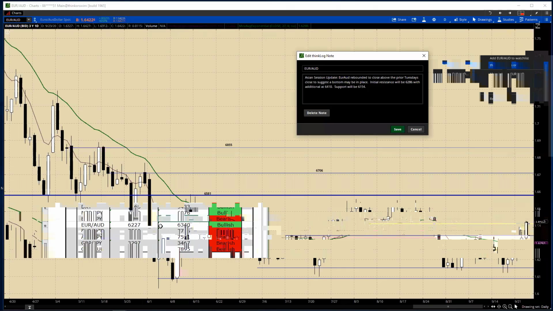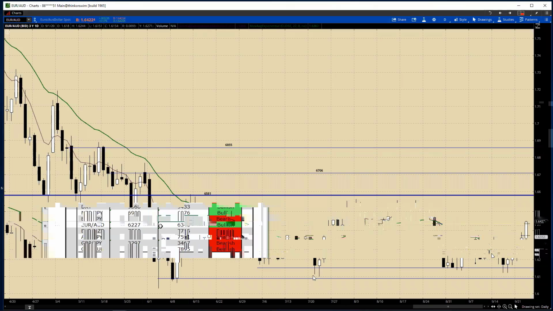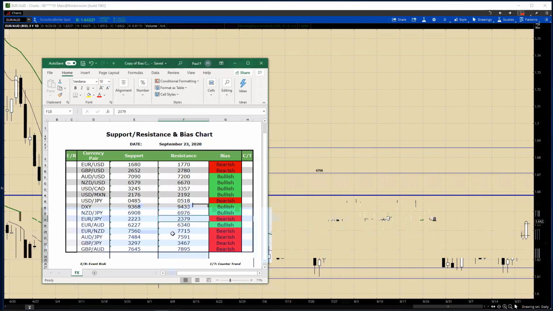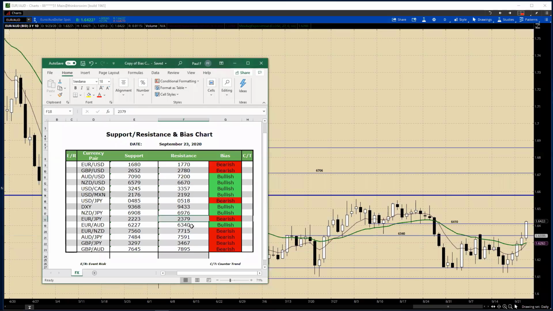The euro had rebounded to close above the prior Tuesday's close. Oh no, that's old. That's from this weekend. So what was our resistance? Wow, we had a pretty good move. We've already taken out the resistance, which was 63.40. We've already challenged. Look at that. Yesterday we got above it, but we did close back below 63.40. But look at the way we've asserted ourselves.